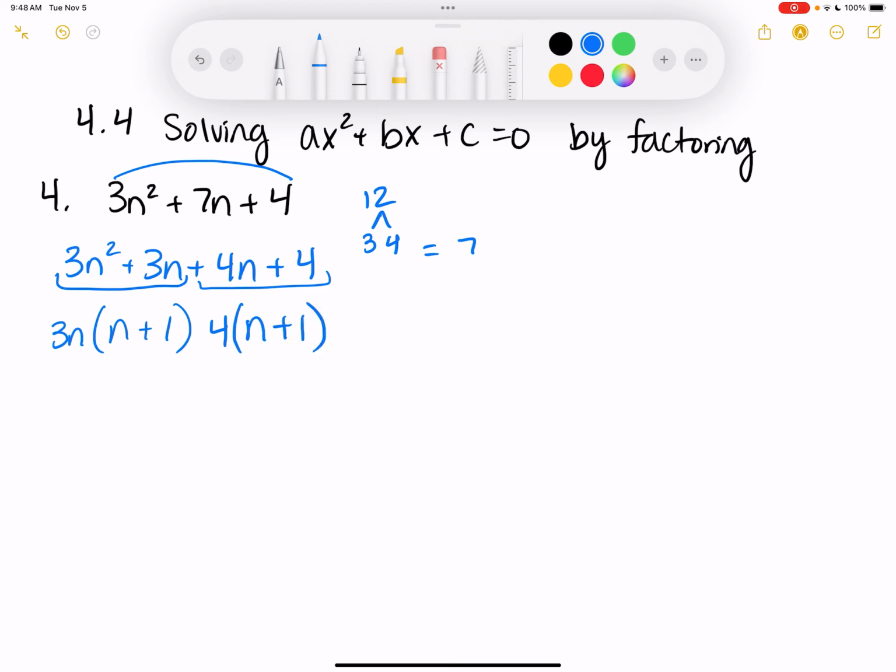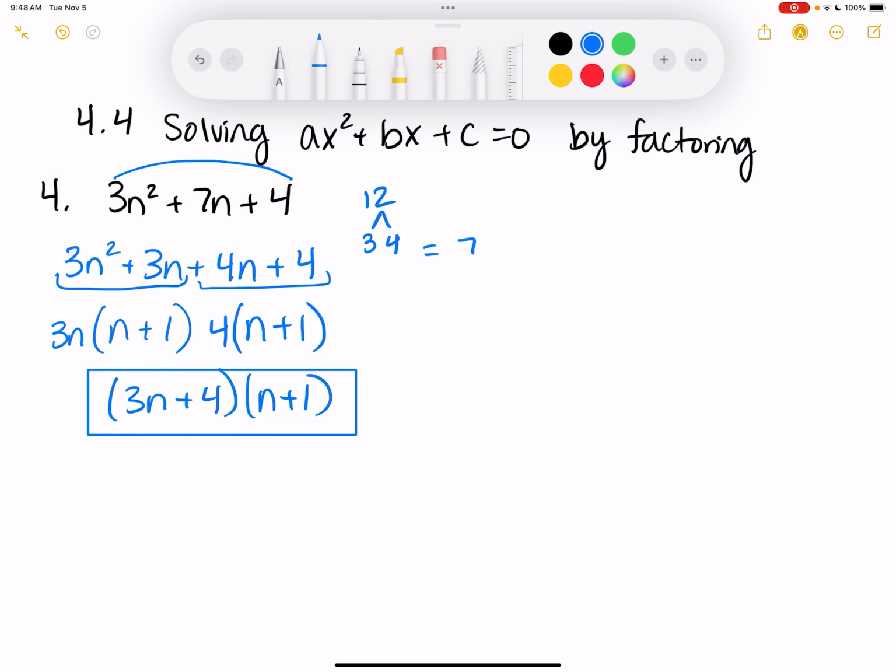So the stuff in parentheses has to match. If it doesn't, you've done something wrong. Okay? So the stuff that's outside makes 1 parenthesis, so 3n plus 4. And then we only write the stuff in parentheses 1 time, so n plus 1. So this one's 3n plus 4 times n plus 1. And again, order doesn't matter which one you write first.